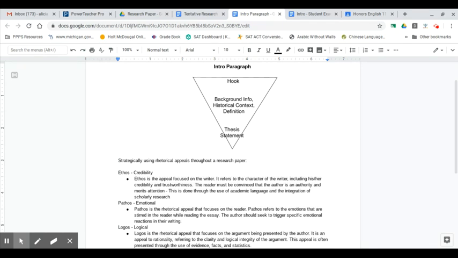You should already have a thesis statement that is set up. You should have received feedback from me if you turned it in, and hopefully your argument is all set as we move into this process.